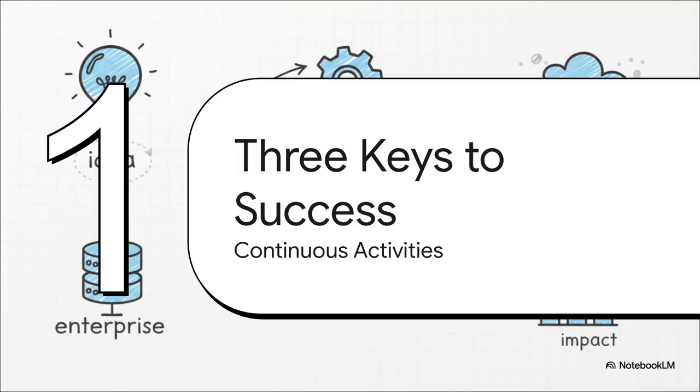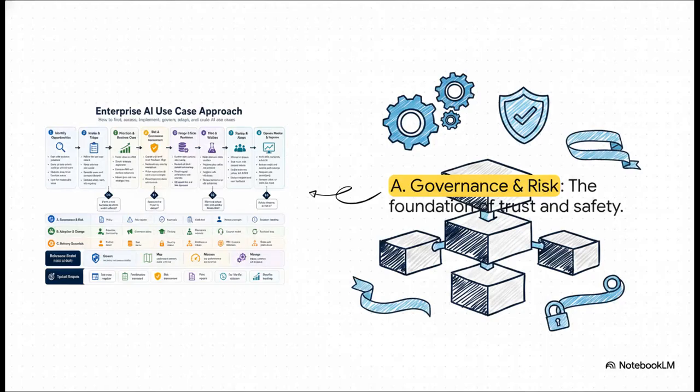So, we've just walked through all 8 steps in order, but if you look closer at this map, you'll see something else going on. There are 3 continuous activities, 3 keys to success that are running in parallel underneath this entire process, from start to finish. The first key is governance and risk. This isn't just one step you check off a list. It is the absolute foundation for everything else. It's this continuous process of setting policies, managing risks, and getting the right approvals.